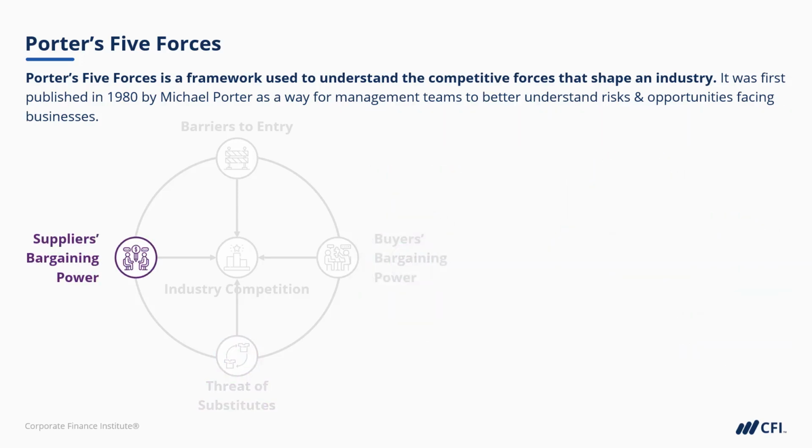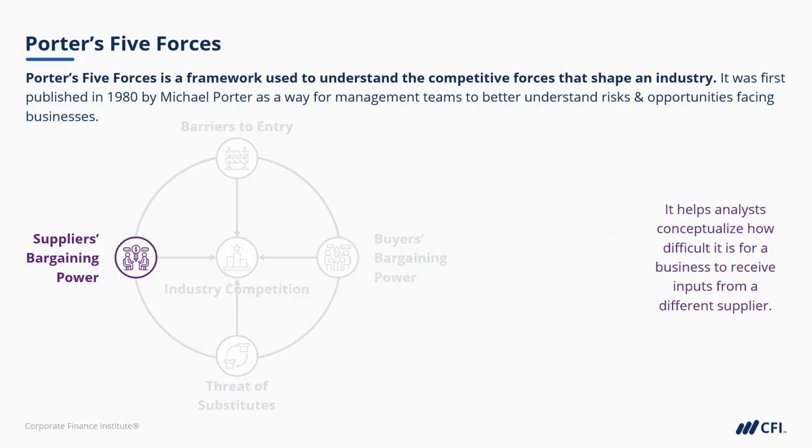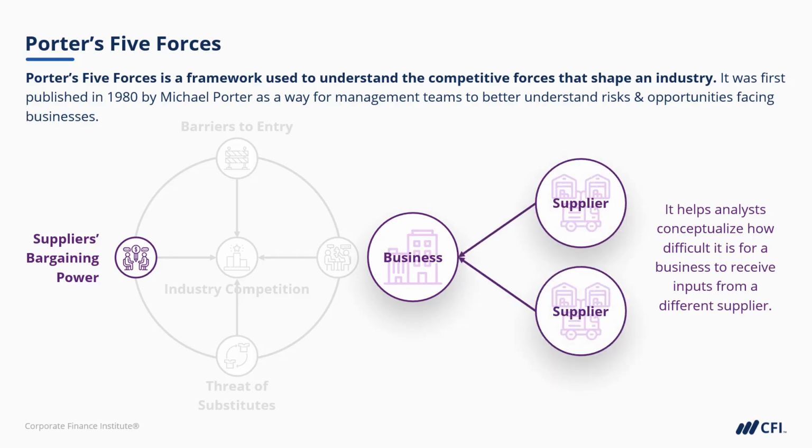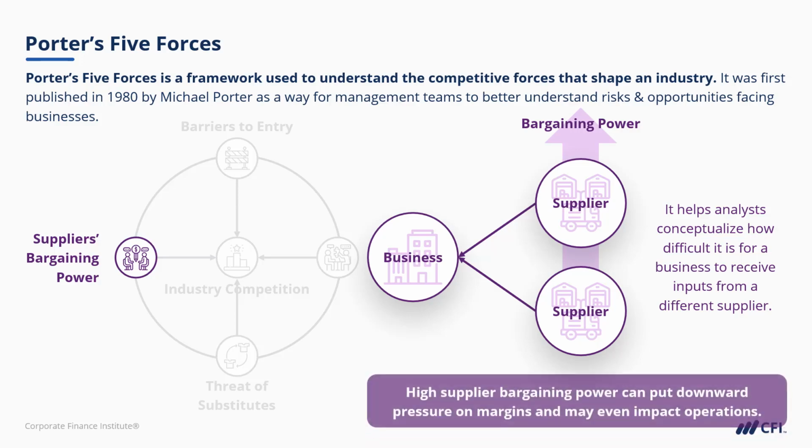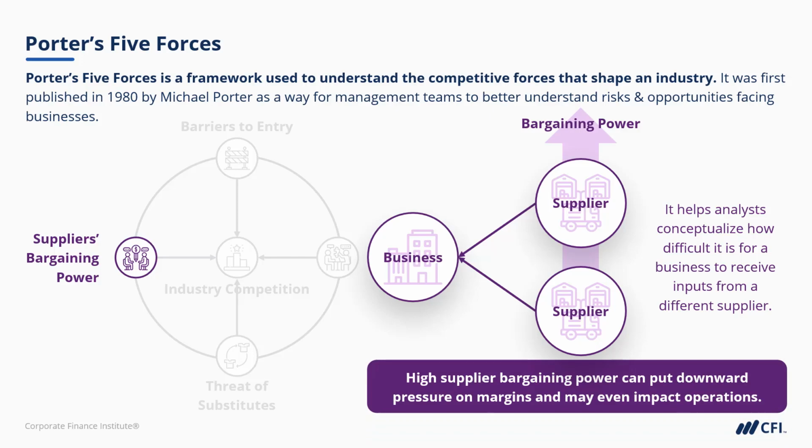Supplier bargaining power helps analysts conceptualize the level of difficulty a business might have in procuring inputs from a different vendor. If a business is wholly reliant on 1 or 2 key suppliers, that means those suppliers have considerable bargaining power over a business. It's one of the reasons supplier concentration is a big consideration for credit professionals and other financial analysts. High supplier bargaining power can put downward pressure on a firm's margins and can even impact its ability to operate at all.